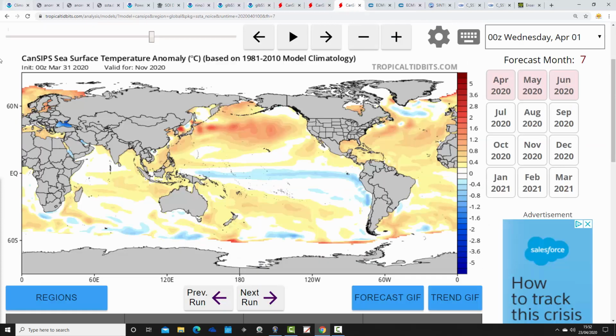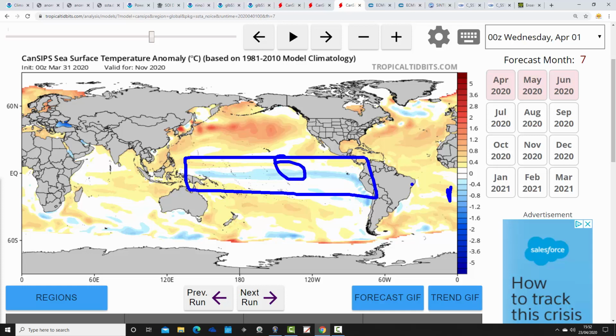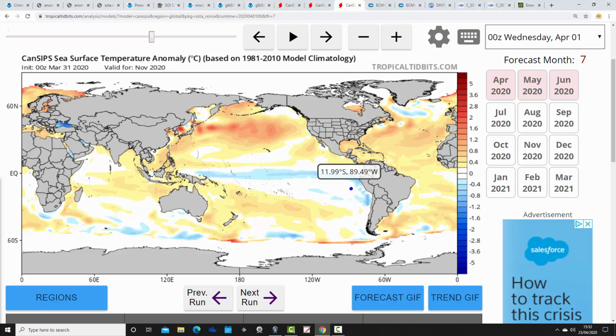By the autumn, this is November, it does have a weak La Niña in place. So by the autumn, CanSips is going for a weak La Niña, but it's a much slower transition into La Niña than what the CFS is forecasting, and it's also a lot weaker on the temperature scale. I think it's going down at its core just here and just there, to around a degree below average. So that's like a weak La Niña in place by the end of the autumn. But certainly a lot weaker than the CFS is going for, and also a lot slower too.